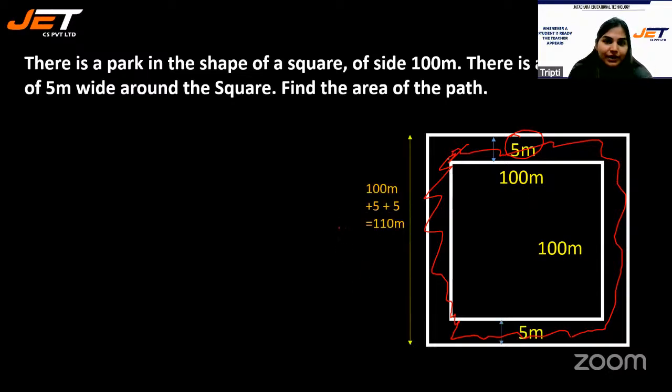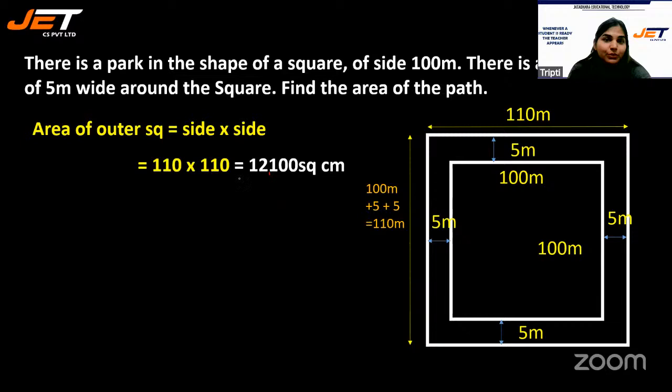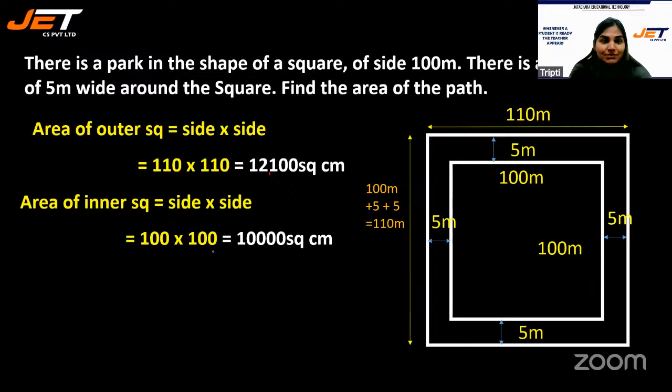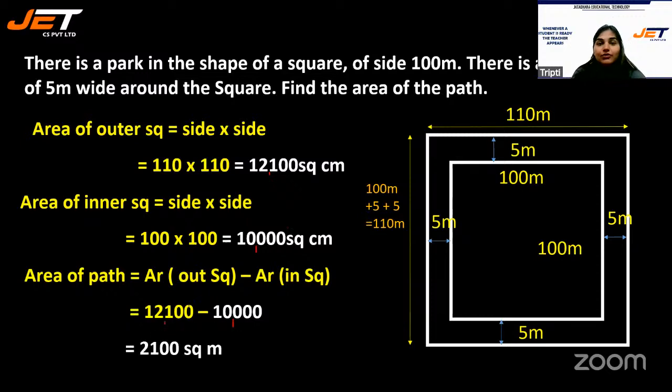As this is 100, if you extend 5 from here and 5 from here, 100 plus 5 plus 5 is 110. Similarly here, 110. So all the sides are 110. The area of the outer big square is side times side, which is 110 times 110, equal to 12,100 square meters. The area of the inner square, which is 100 side, is 10,000. So 12,100 minus 10,000 is equal to 2,100. That's the area of this path. Okay, right?